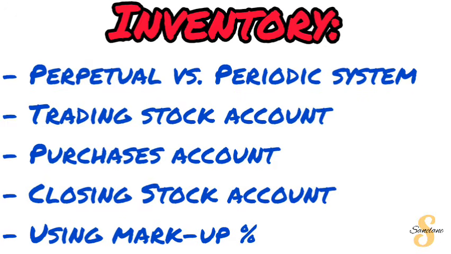Additionally, you will need to know how to calculate closing stock using the perpetual inventory system as well as using the periodic inventory system, knowing how they differ in terms of calculation. And then lastly, you need to know how to work with a markup percentage.